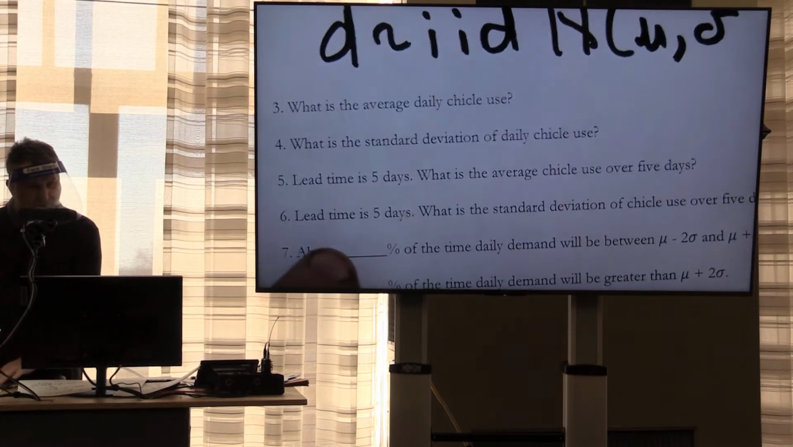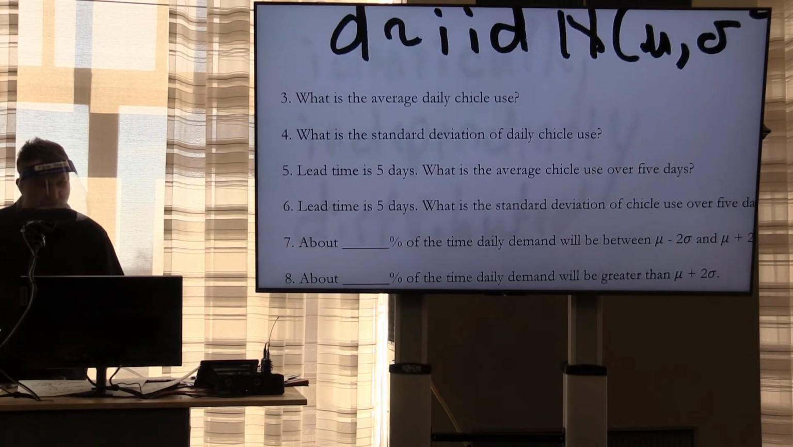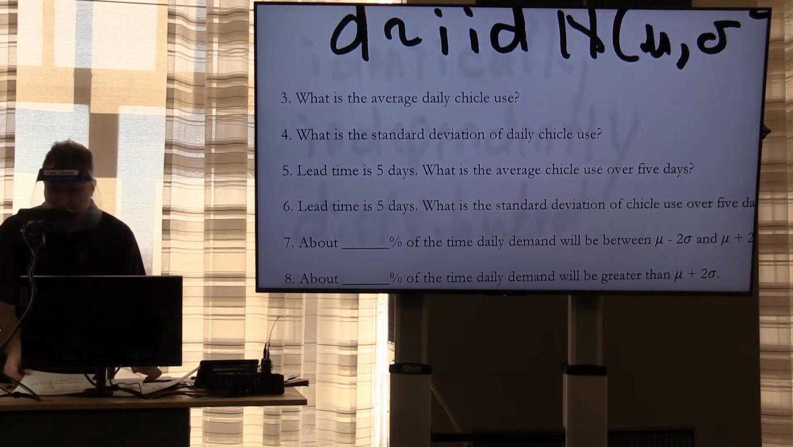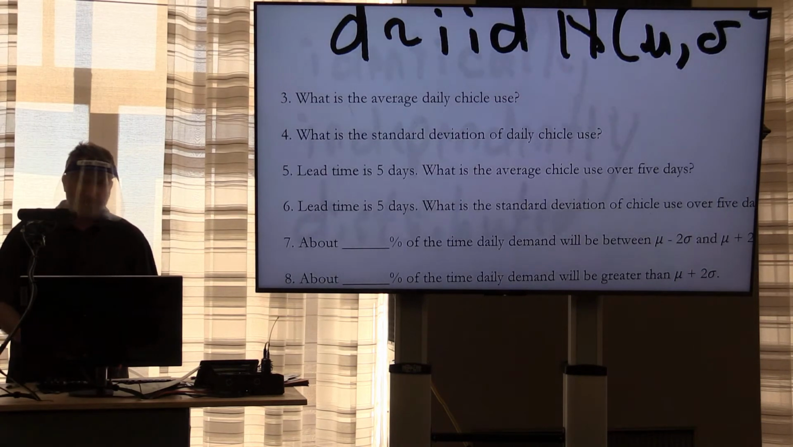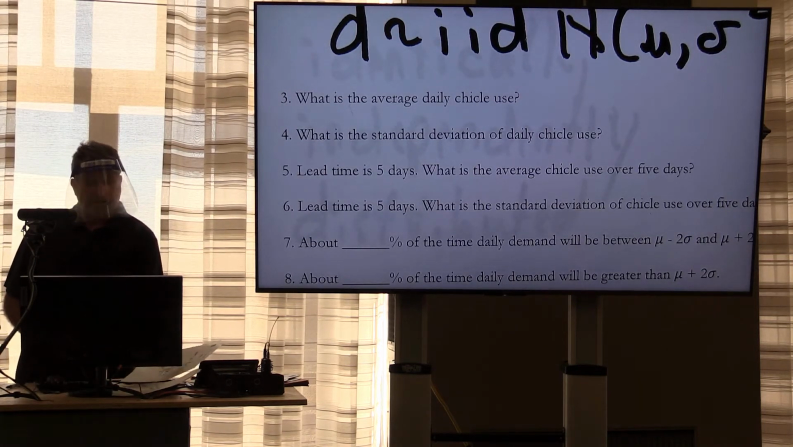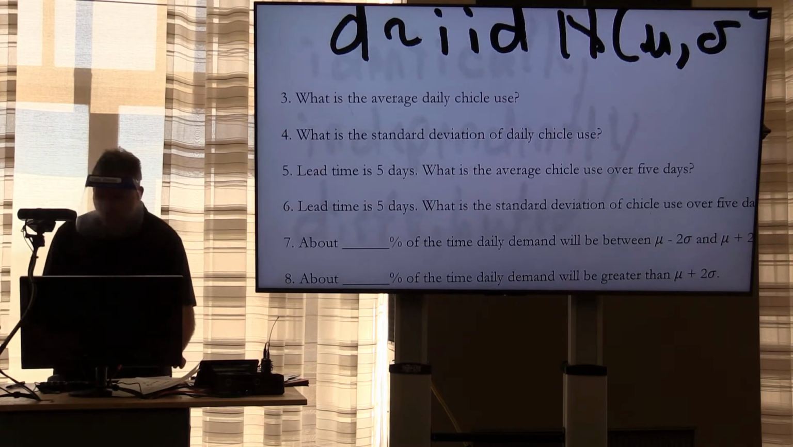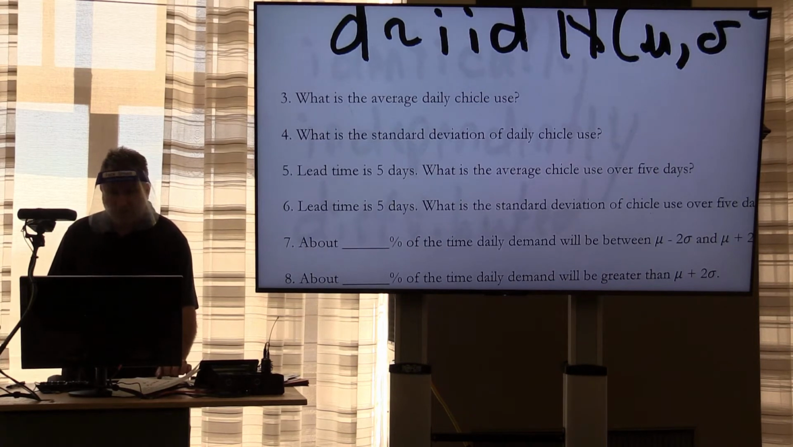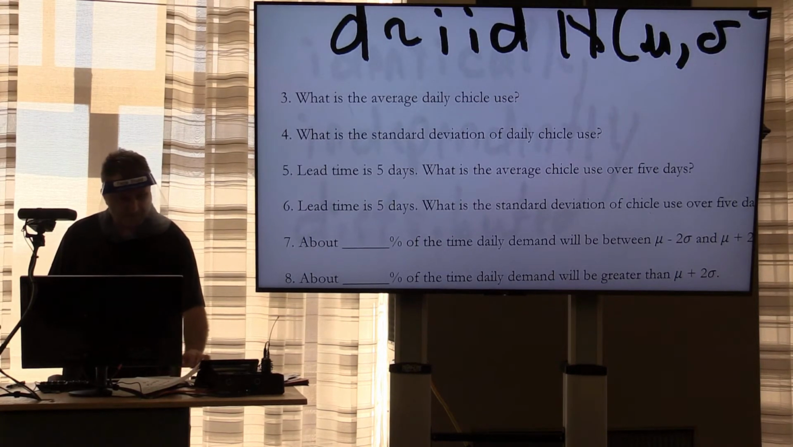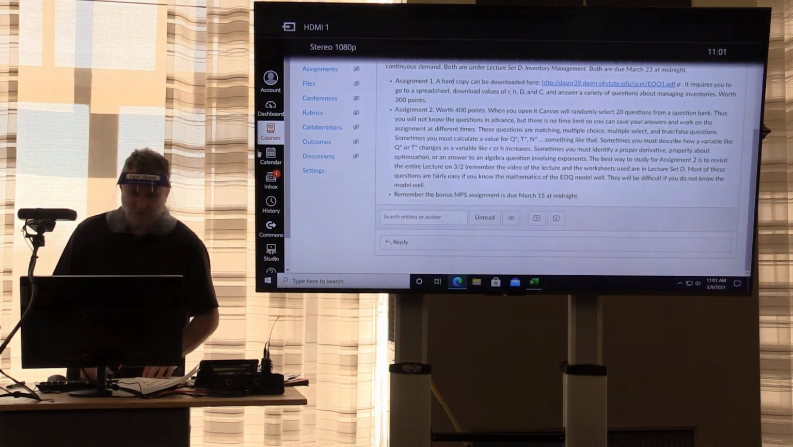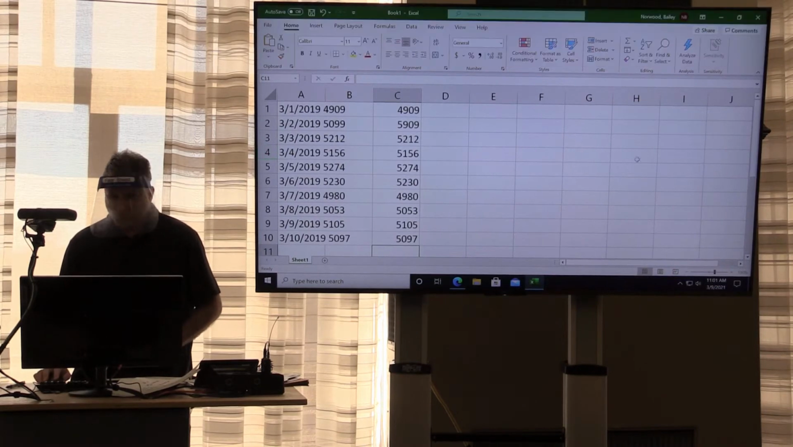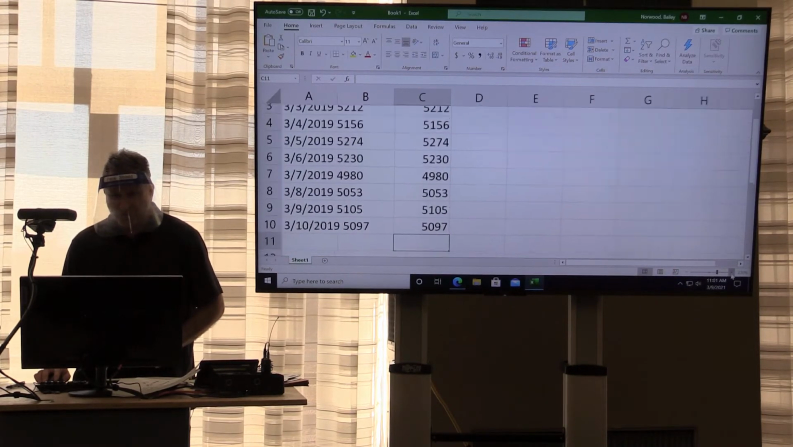Number 3 and 4 are asking what's the average daily chicken use and what's the standard deviation of daily chicken use. Sometimes in a question I may give that to you, sometimes I'll give you data where you have to answer it. In this question, I've given you some data on daily demand, and when you do your assignment for this, everybody's going to have their own data for daily demand. And what you can do is just use Excel to calculate it.